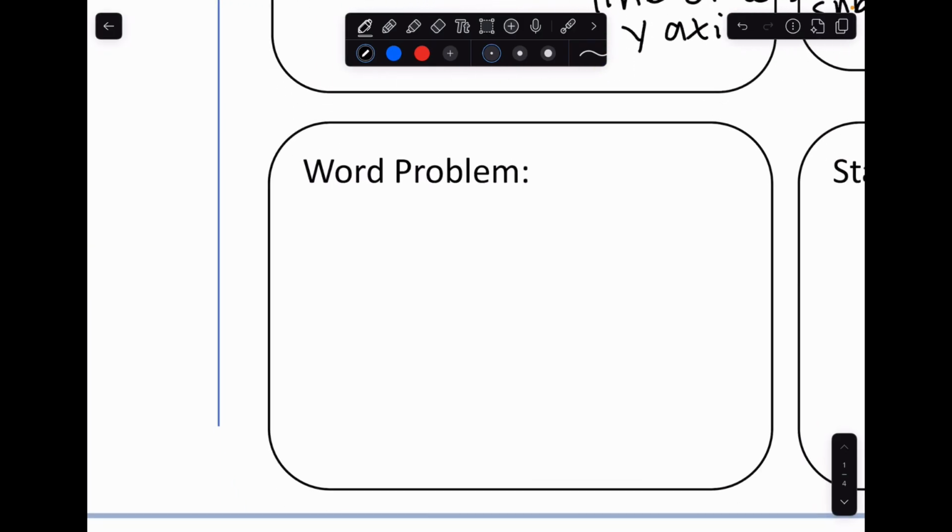Now, when we see a word problem, in a word problem, a variable is always going to represent missing amounts.